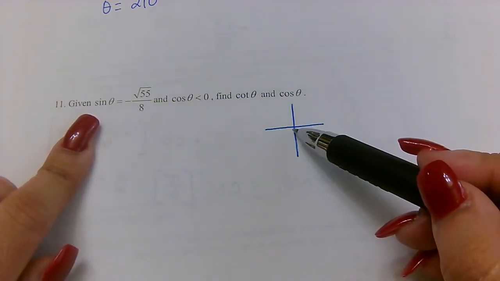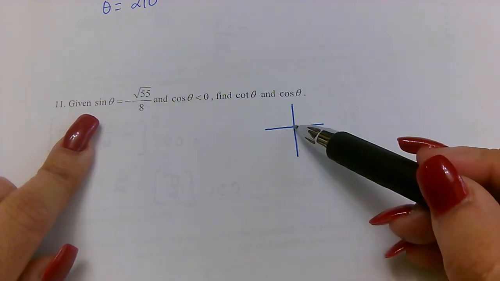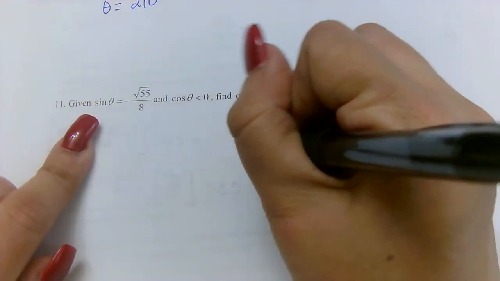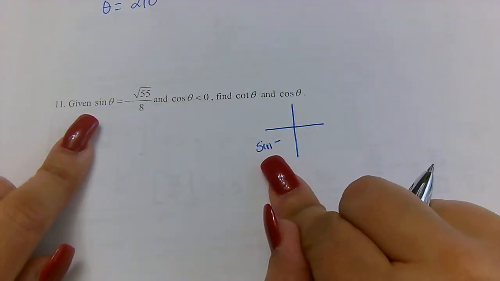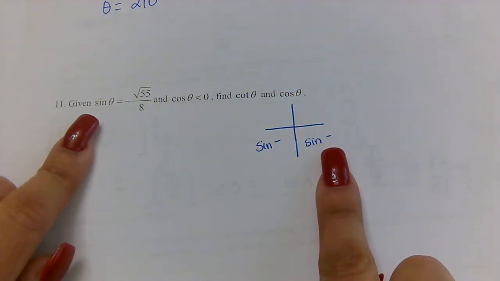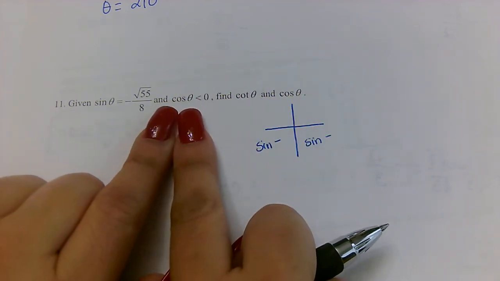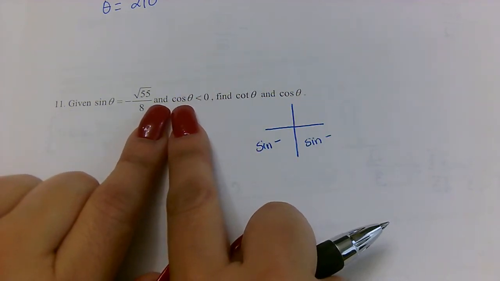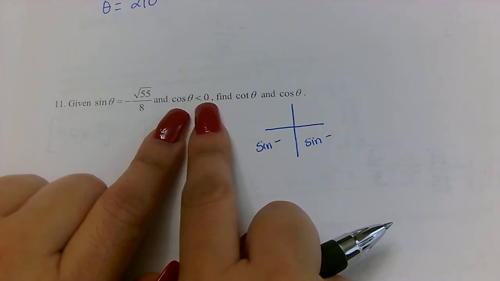Well, in order for y to be negative, it means it has to go down. So if we're going down, sine is negative in quadrant 3, and sine is also negative in quadrant 4. But it also gives us another restriction. It says cosine has to also be negative, or less than 0.